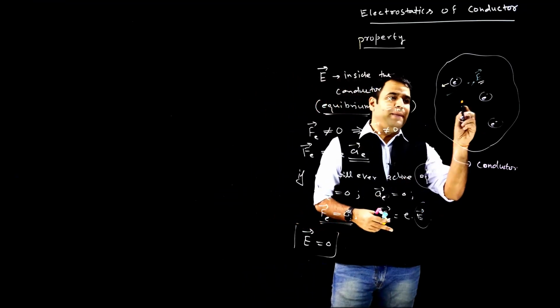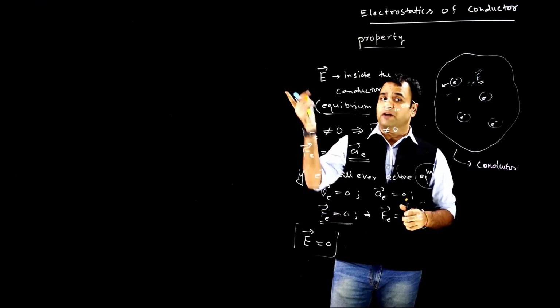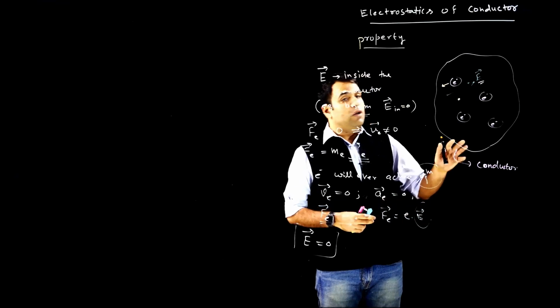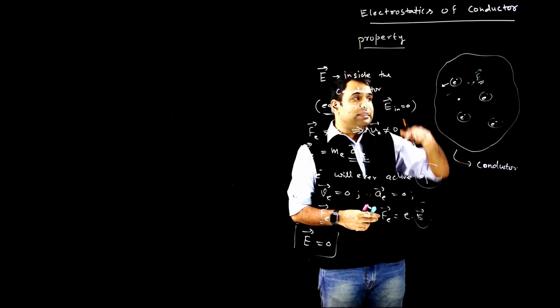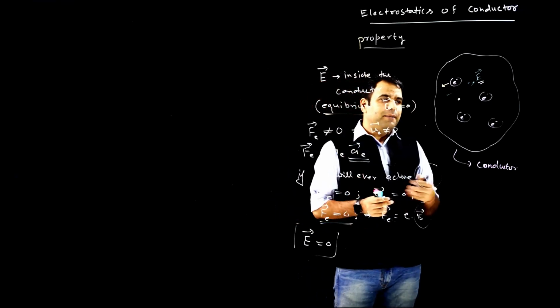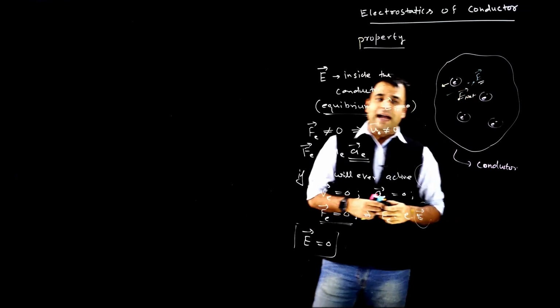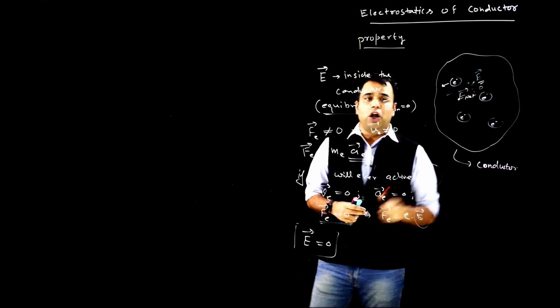So at any point you want to see, there will be two types of electric field. One field which might come from the outside, and one field which will be generated by the spatial distribution of these electrons. They will distribute themselves. And because of that, at each and every point, the net field has to become 0. And when that happens, the equilibrium will be achieved.